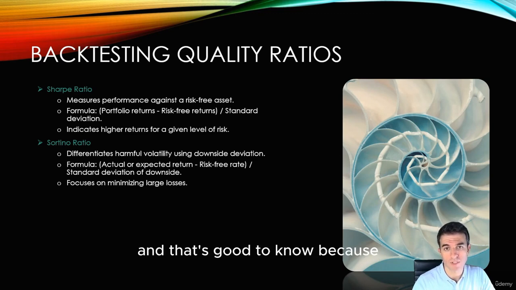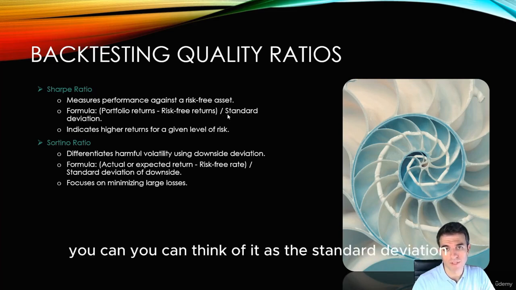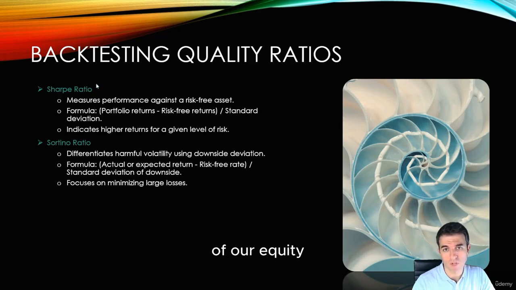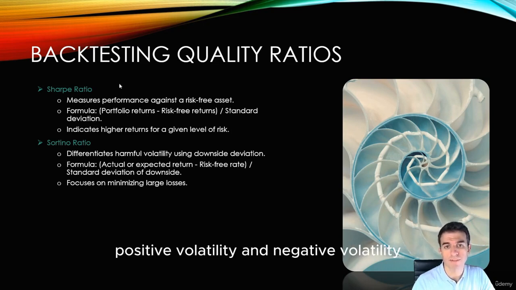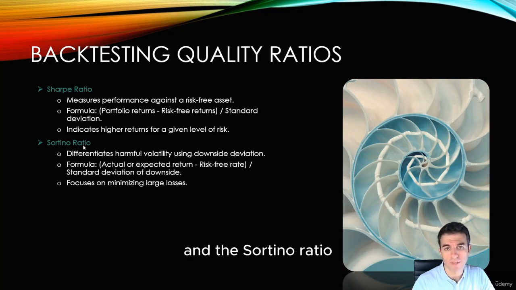And that's good to know because in the previous one, the Sharpe ratio, the volatility in the denominator, the standard deviation below, you can think of it as the standard deviation of our equity at different times. If you have a jump up, which is a positive thing, the Sharpe ratio is going to decrease because this is going to increase the standard deviation. This is where the Sharpe ratio doesn't distinguish between positive volatility and negative volatility. And the Sortino ratio will correct this problem.